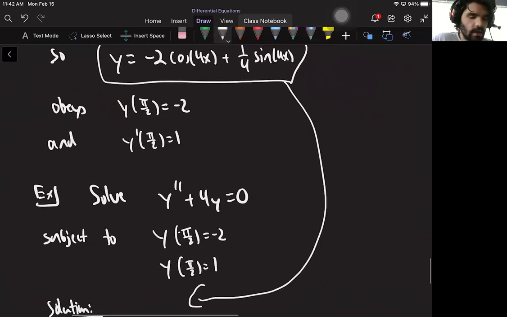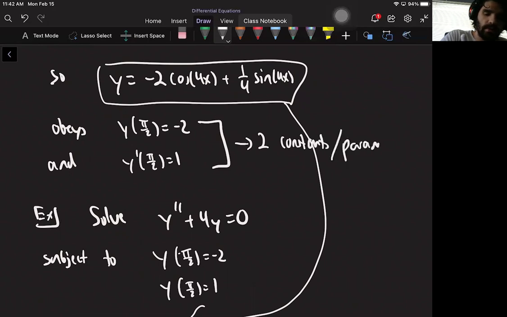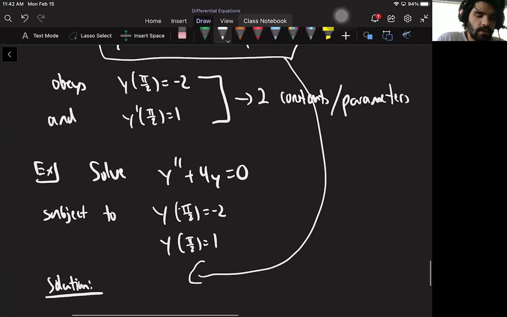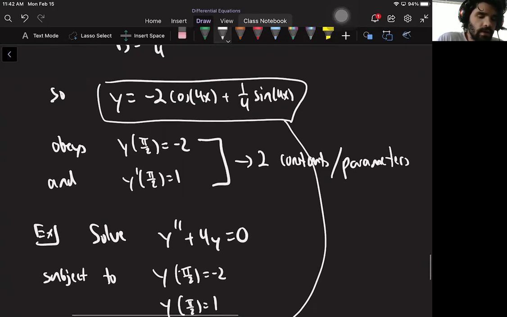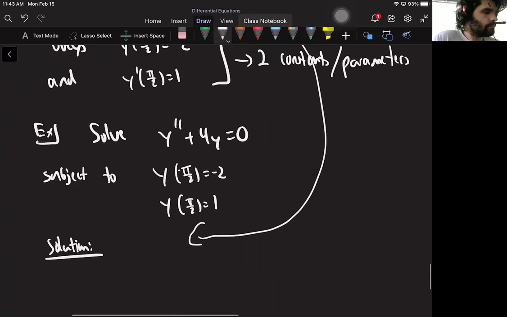And something to take away is the fact that I needed two conditions to specify precisely two constants or parameters, instead of keeping them as arbitrary. And when I only had one condition, the other parameter was still arbitrary. So I still had lots of solutions.